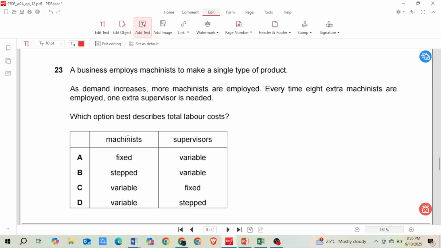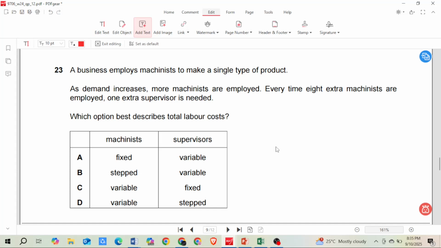For machinists, because they are used to make the product, they are the variable cost. Okay, because the more product we want to produce, the more machinists we require. And the cost that we use for the supervisor is a step cost, because it will remain the same for some time and then it increases.